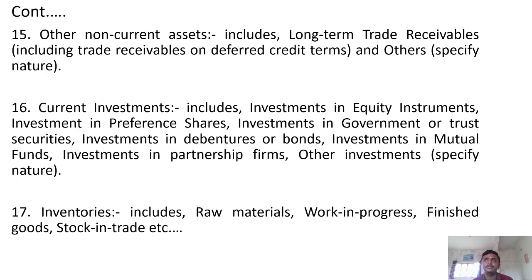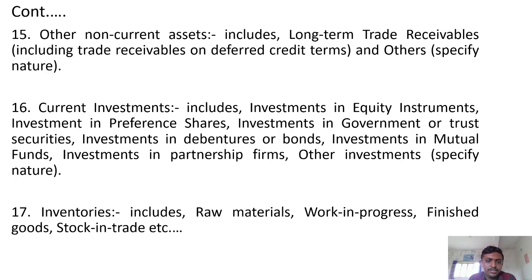Coming to note number 15, other non-current assets. It includes long-term trade receivables, including trade receivables on deferred credit terms and other specified nature. So when it comes to other non-current assets, if there are any long-term trade receivables, for example from the sale of capital assets, the trade receivables created by that we have to consider here.